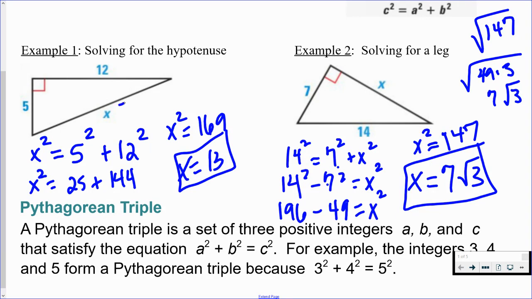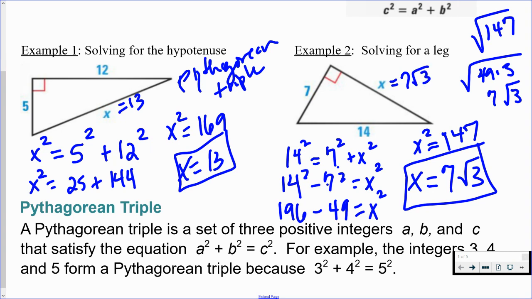For example 1, we solved and found this missing piece to be 13. So we have 5, 12, and 13. Those are all 3 positive integers, so this is a Pythagorean triple. Example 2, however, when we solved for x, we had 7 square roots of 3. So we had one number that's not a positive integer. 7 square roots of 3 is not a positive integer, so this is not a Pythagorean triple.